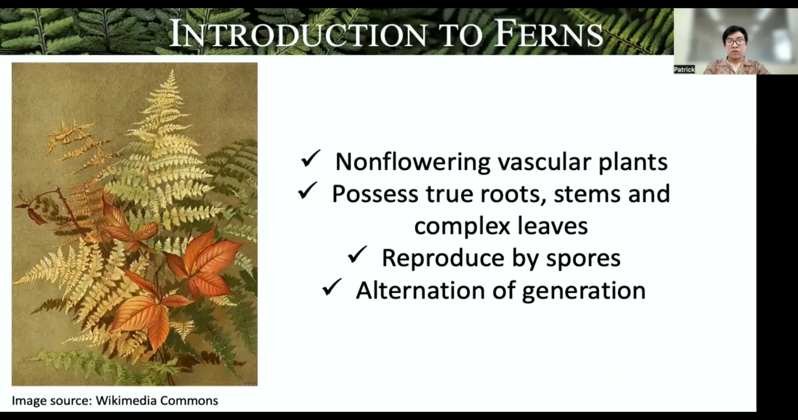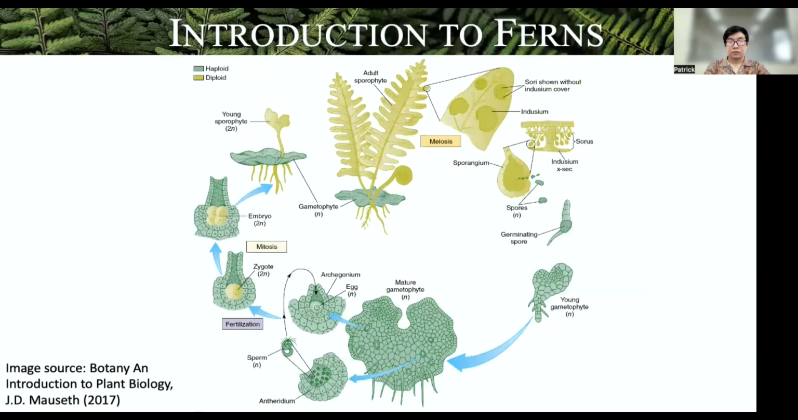So ferns are non-flowering vascular plants that possess true roots, stems, and complex leaves. Unlike the roots of non-vascular plants, which only function for anchorage and attachment, the roots of ferns also serve as an absorbing organ for water and nutrients. This is the reason why ferns developed vascular systems, which enable them to grow taller and develop complex leaves. Like mosses, ferns also reproduce through spores, having alternation of generation.